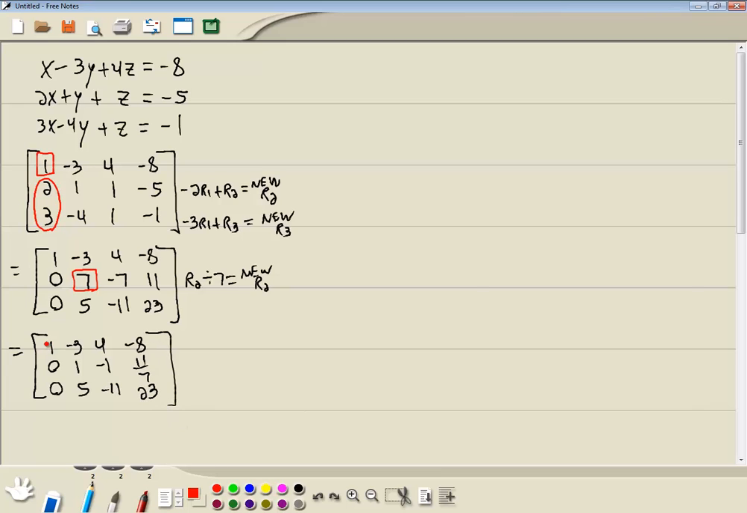Okay, what we're doing now is, again, going down this diagonal, getting 1s here, then 0's below it. So now we have 1 here, so we want to get a 0 below it. So we ask ourselves, what do we multiply times the 1 that we can then add the 5 to get a 0? And that'd be -5. So we'll take -5 times row 2, and we'll add that to row 3, and that'll give us our new row 3.